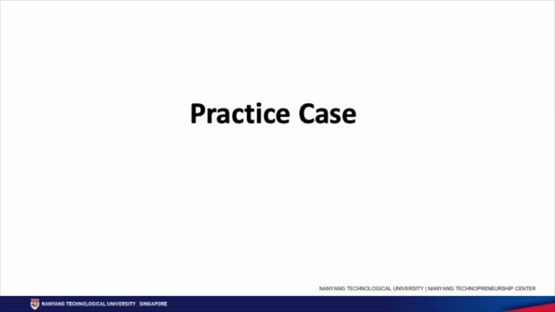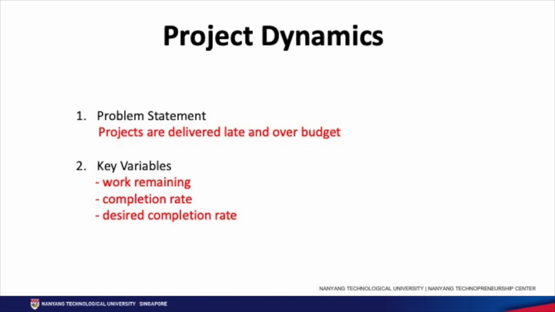Let's take a simple case of design, a practice case. We're looking at managing a project. The problem statement, why we want to do this, is that projects are delivered late and over budget. That's a problem statement, and I think everybody faces it. So what are the key variables? The work remaining, the completion rate of the project, and the desired completion rate.